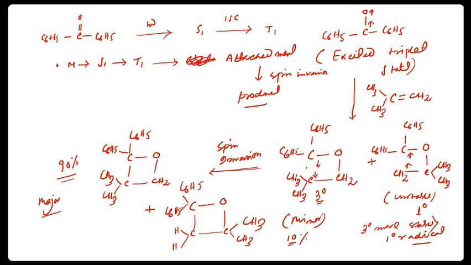And the stability of the product, which part will be major and which part will be minor, is governed by this step. This living radical is 1 degree, that is unstable. This is 3 degree, that is quite more stable. That's why it produces this as the major product. We should keep all these things in mind.